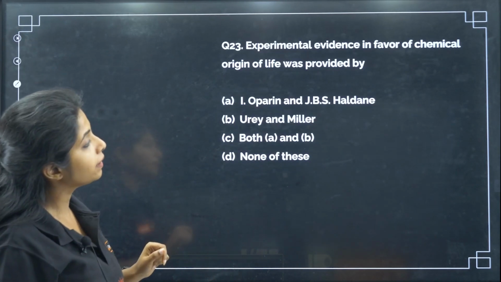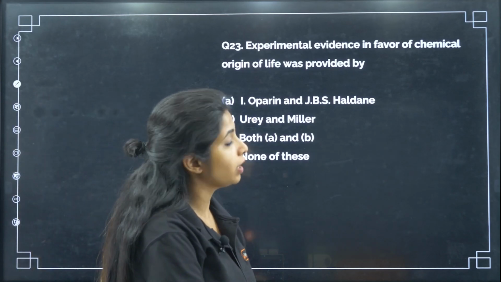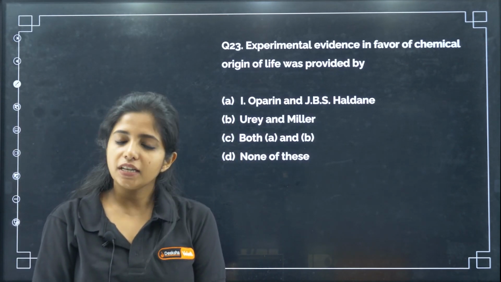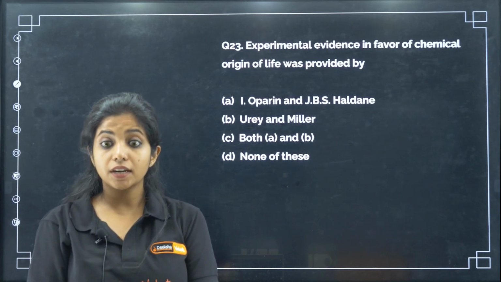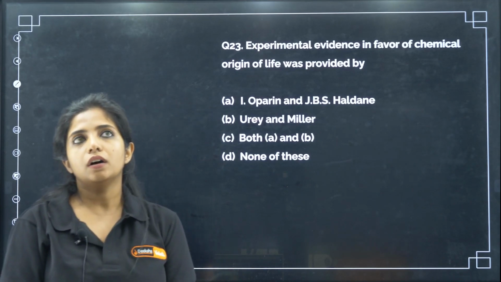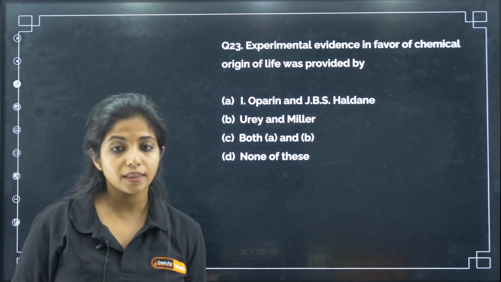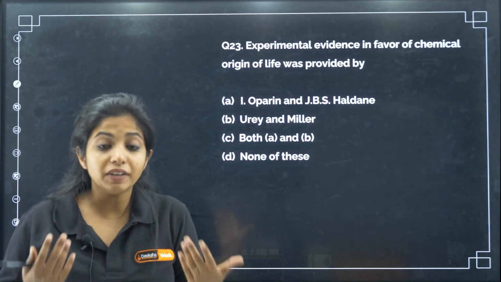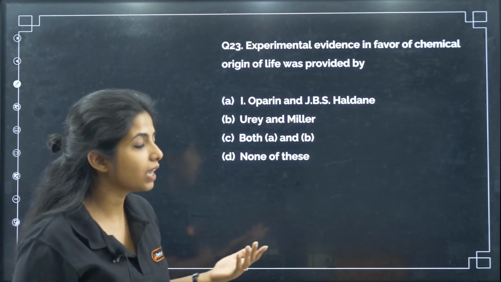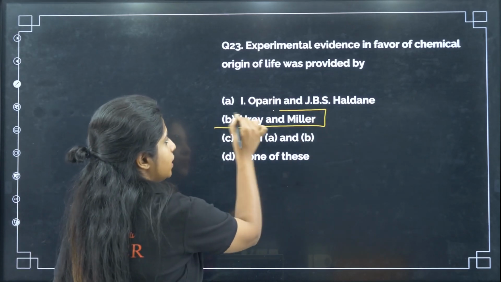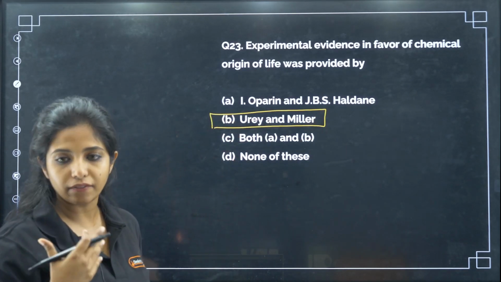Next, experimental evidence in favor of chemical origin of life was provided by Oparin and J.B.S. Haldane. My dear children, Oparin and Haldane said that yes, there is chemical evolution of life, that is, organic compounds are made from inorganic substances, but they didn't give the evidence for it. Who gave the evidence? Harold Urey and Stanley Miller. They gave the experimental evidence for it.